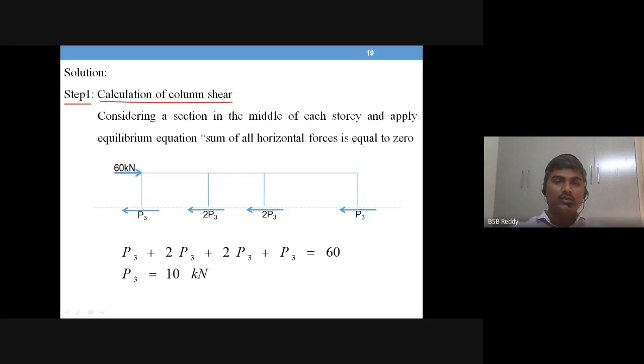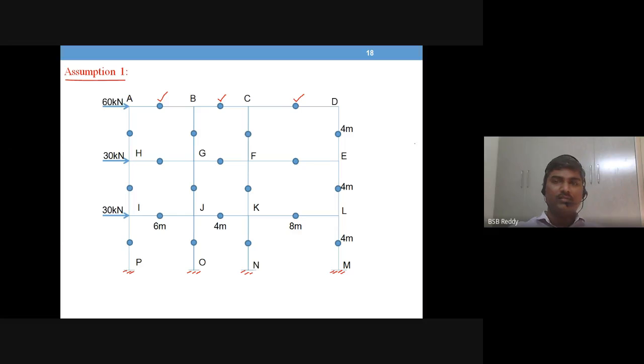Okay, so first what you do, you take a section in the middle of the top story. So for example, top story middle, you just pass a section here, like this. It means you cut the frame at the middle of the top story. This is what it means.